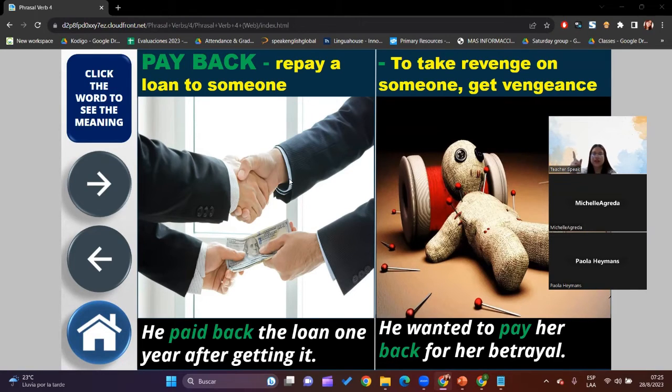Okay. And could be the other, the next one, to take revenge. Another definition is to take revenge on someone, to get vengeance. He wants to pay her back for her betrayal. So it could be both. When you borrow money, or take revenge about something, it's like to pay it back, to return that, right? Yes, so that would be pay back.